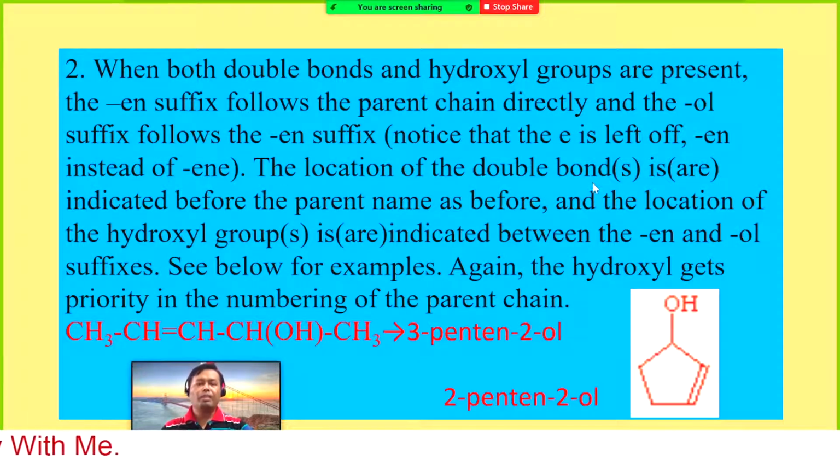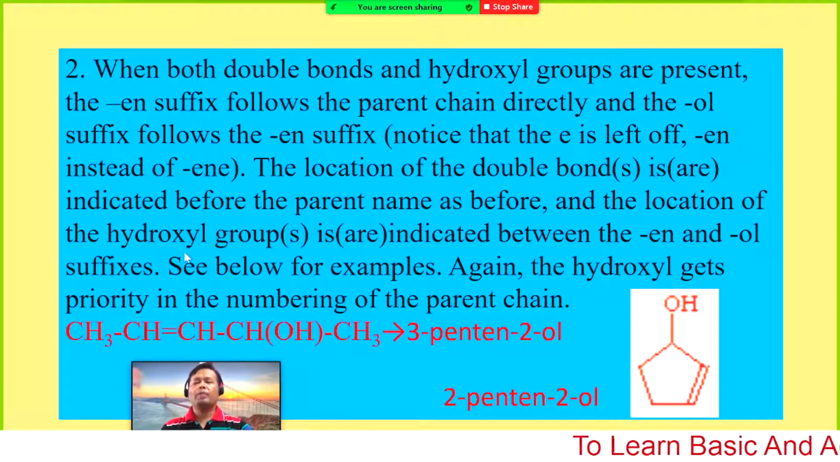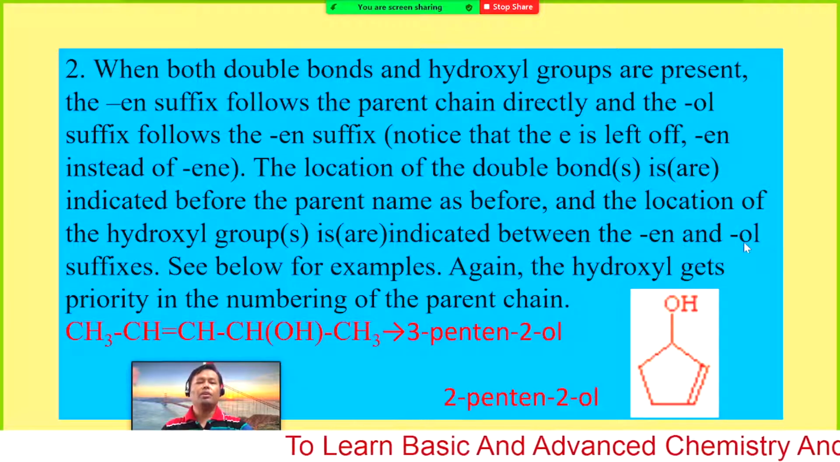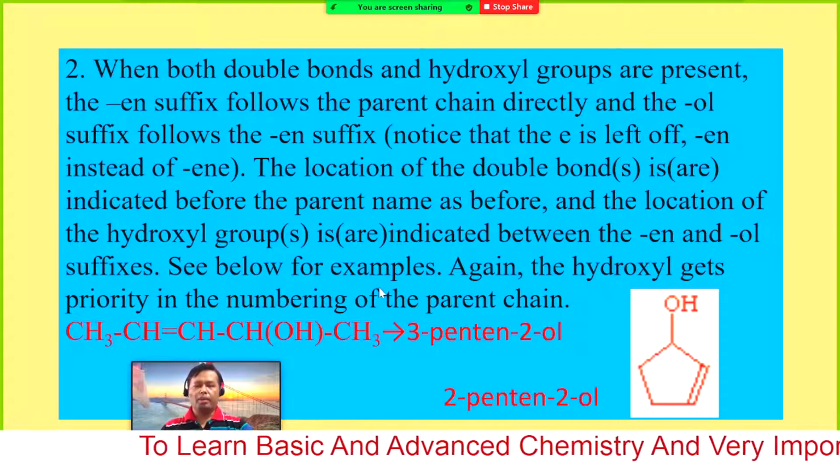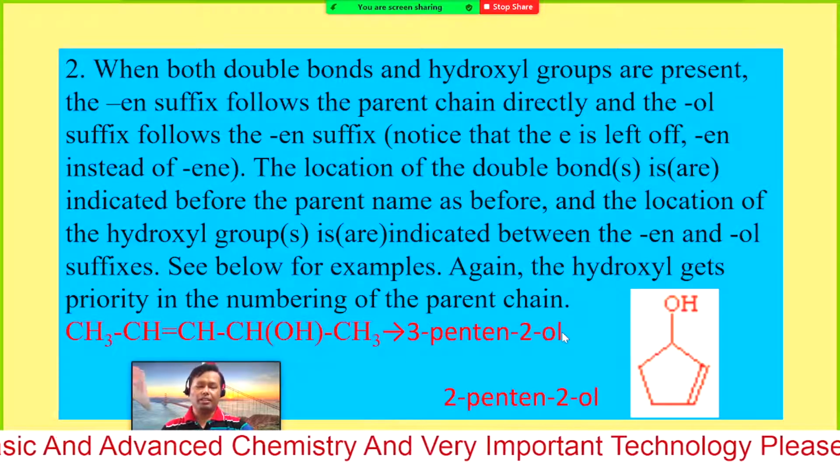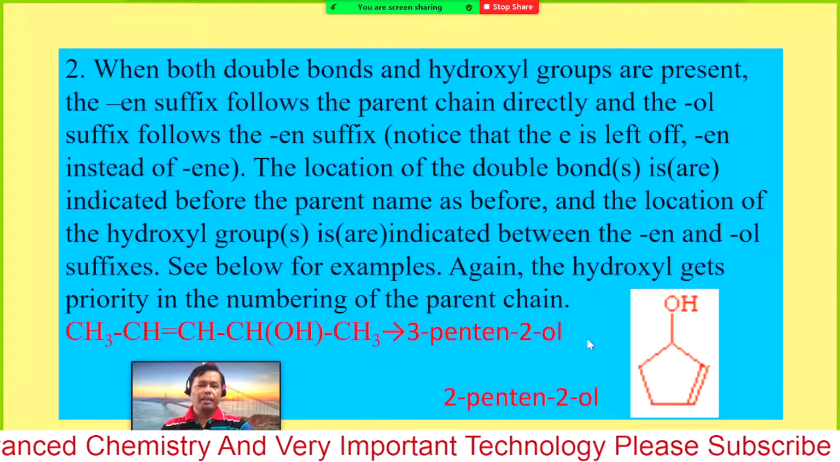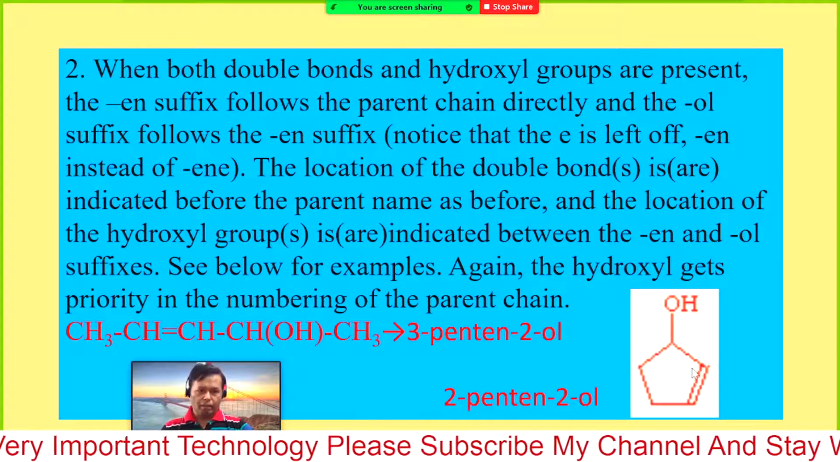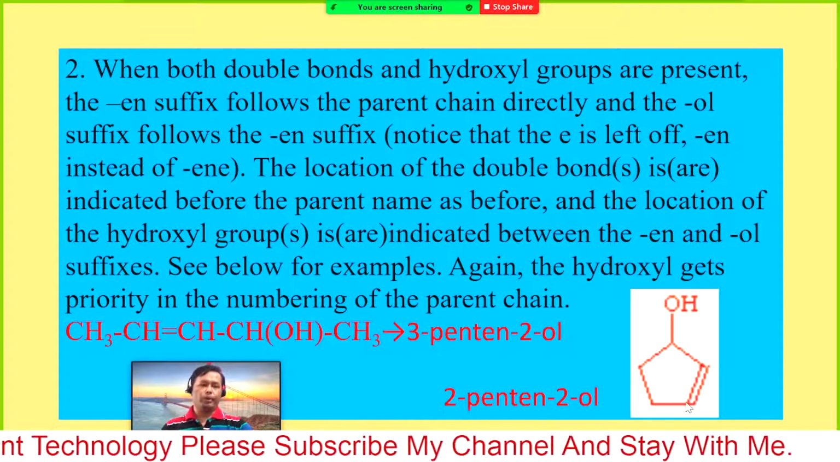So the location of the double bonds are indicated before the parent name as before, and the location of the hydroxyl groups are indicated between the en and ol suffix. See below examples. So here I have already mentioned the example, and you have seen the name. So here is another cyclic alcohol having the double bond.